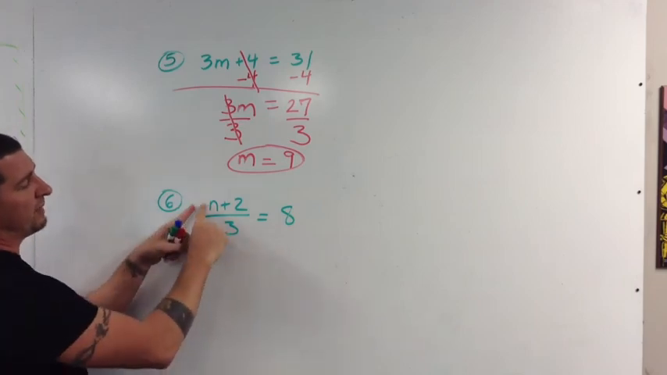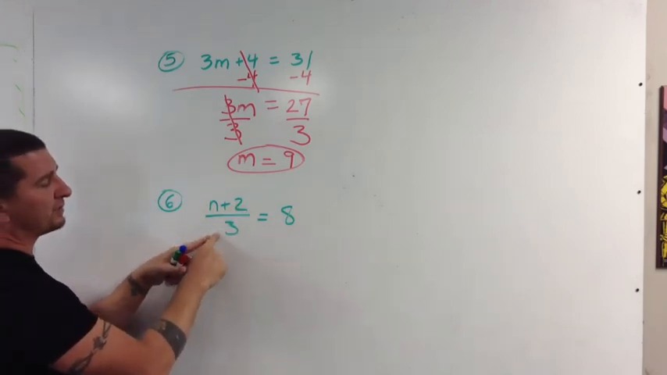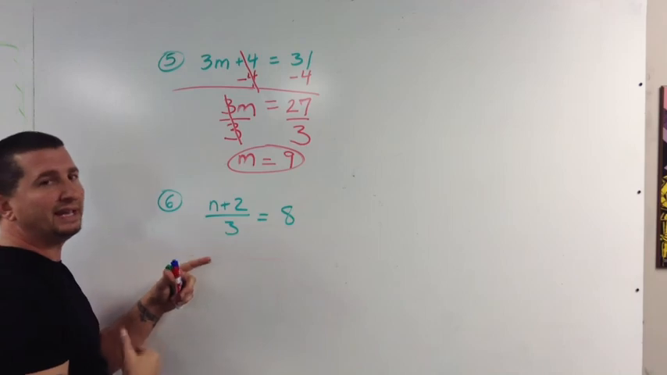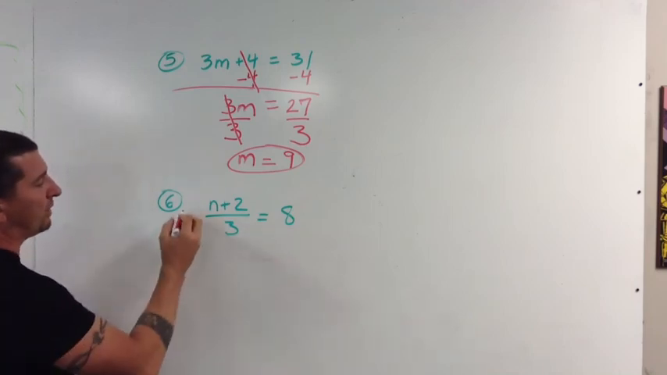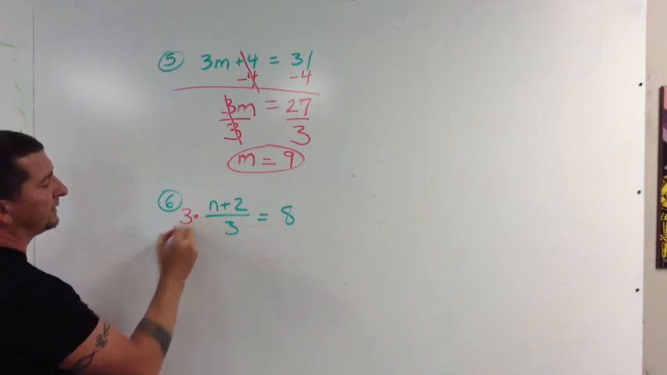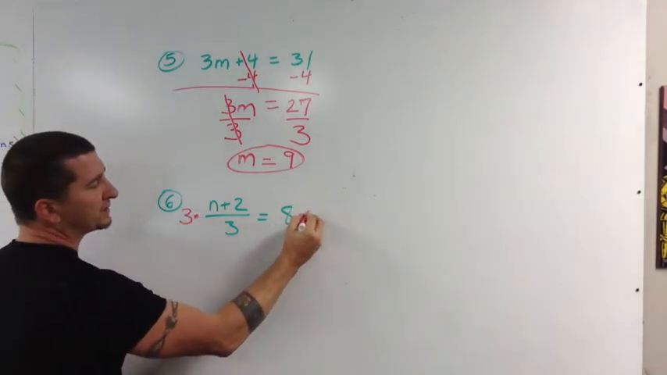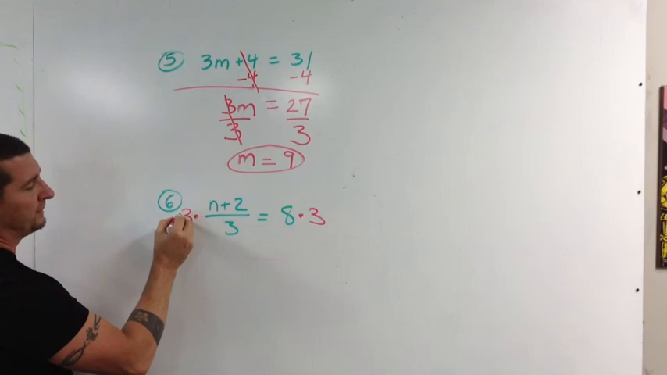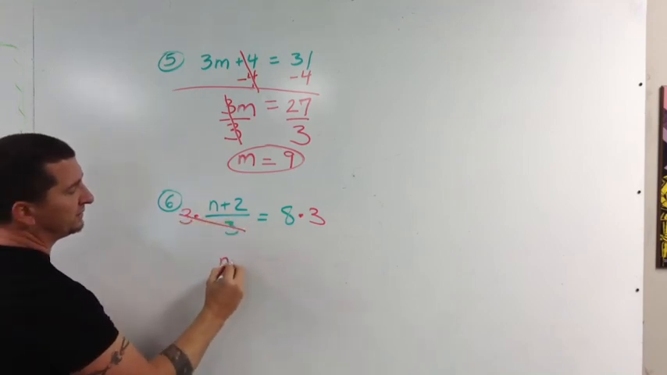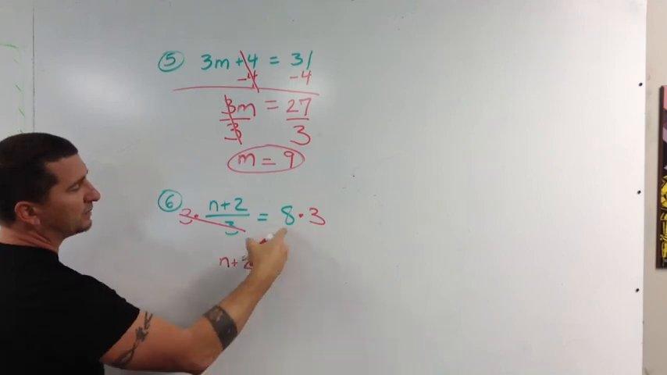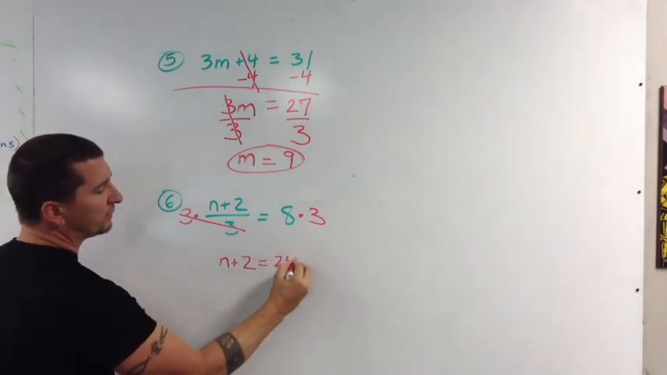So let's see, we have n plus 2 being divided by 3. We can eliminate things by doing the inverse operation. So the inverse of dividing by 3 is multiplying by 3. So we're going to multiply both sides by 3. This cancels the 3's out. We're left with n plus 2 equals 8 times 3, which is 24.